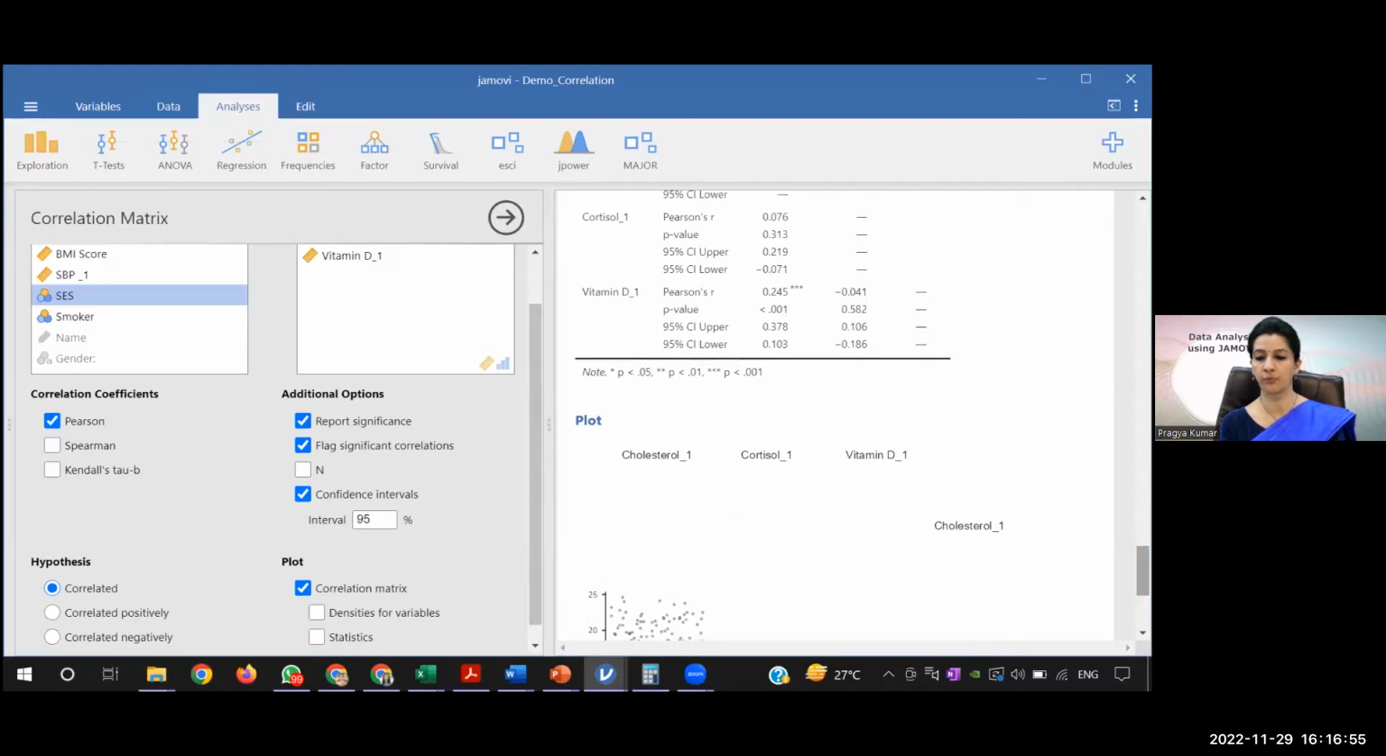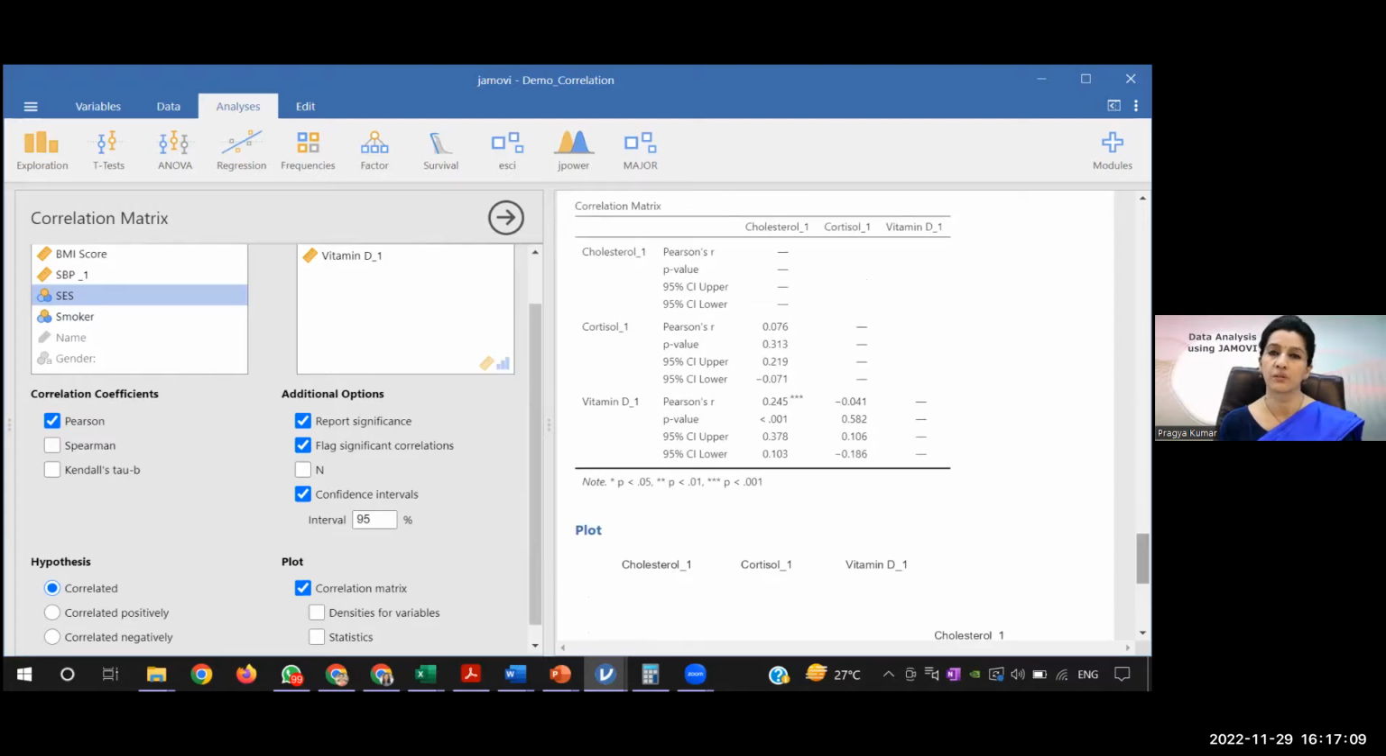Which one? That 0.245. Anju, which significance but mild are you talking about? Ma'am, vitamin D with cholesterol. It's 0.2. Okay, strength you are saying. Yes, true. It is less than 0.3, so that's why it is not a very strong correlation, but a mild correlation. True. So that is there with the correlation.